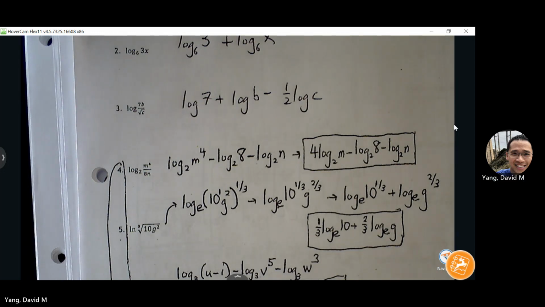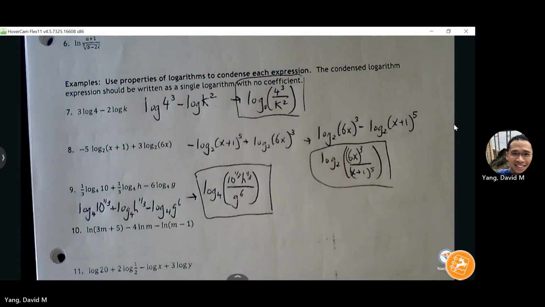What do you do for the square root? Square root is the same thing as an exponent of 1/2. No, you just log it.